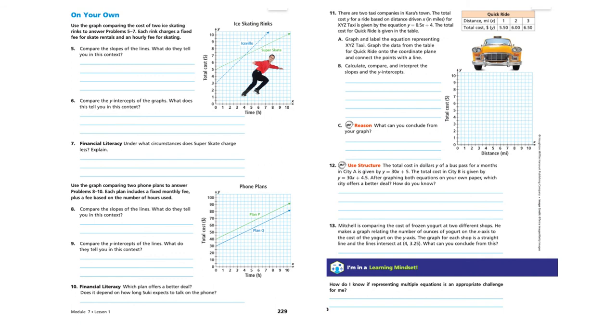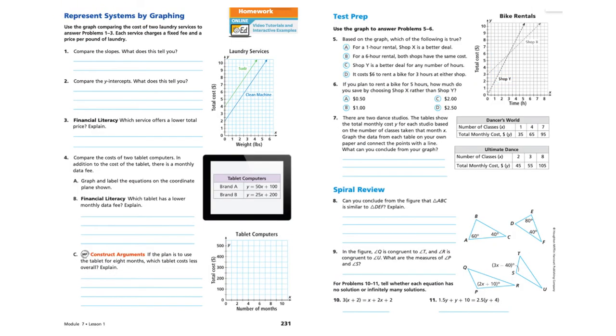So if you finish the check understanding and you feel confident, then go ahead and do these 2 pages on your own. Once you complete the on your own and you don't need any more practice, this page is always optional, the homework more practice page. But I always suggest that you do the test prep and the spiral review each day just to make sure that you are keeping up and practicing those test questions.